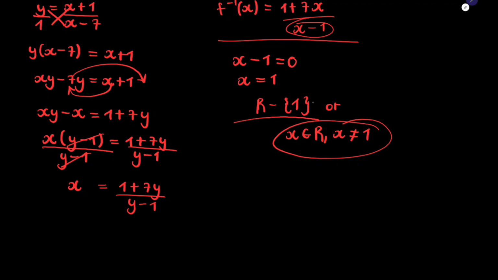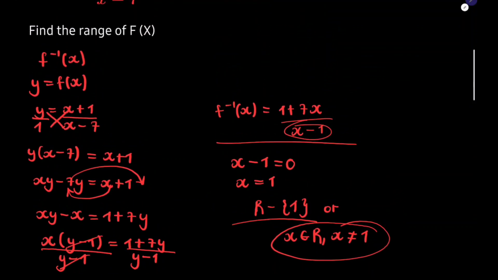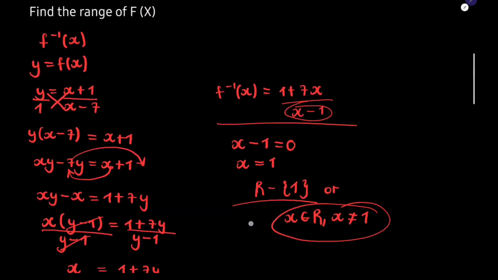Okay, so this is a simpler and shorter form, but here we are saying x is an element of R and x is not equal to 1. X is not equal to 1 because if we substitute 1 in the place of x in this function, we are going to have 1 plus 7x divided by 0, which will make it undefined. So that is why we are saying x should not be equal to 1. Okay, so that is all for finding the range of f of x.